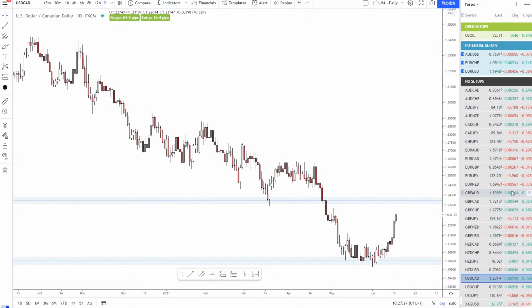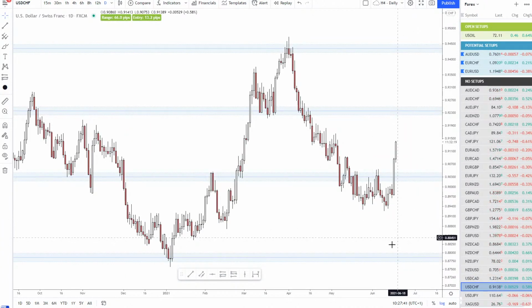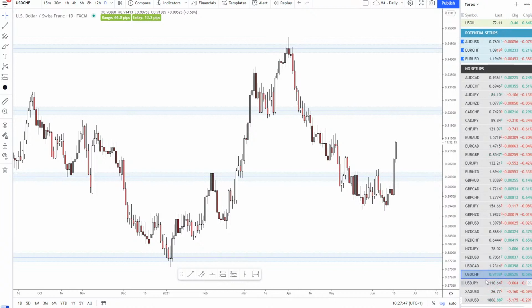The long trade that was shared to the forum by, I can't remember which member shared it, is going pretty well right now. So good work on that one. USDCHF has obviously had a major turnaround on yesterday's news.